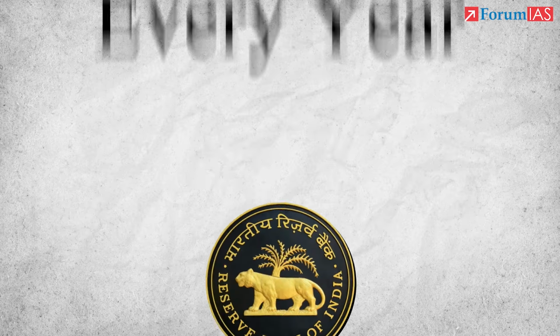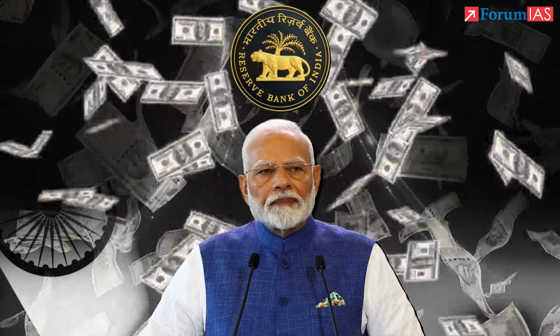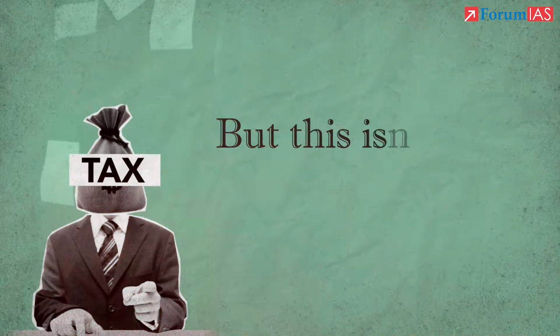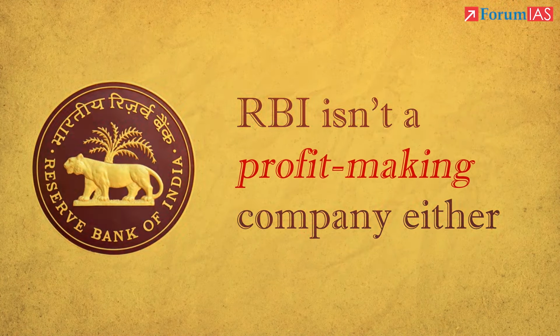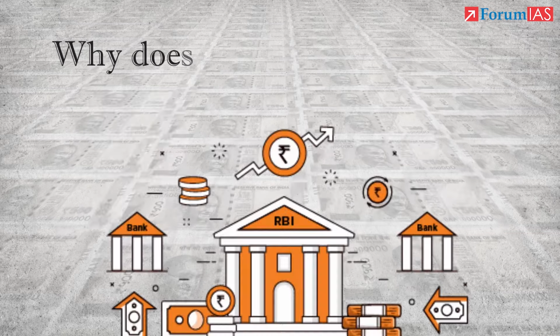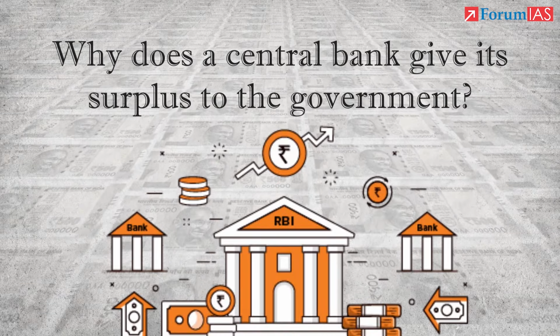Every year, the Reserve Bank of India transfers thousands of crores to the government. But this isn't tax money, and the RBI isn't a profit-making company either. So where does this money come from? And why does the central bank give its surplus to the government?